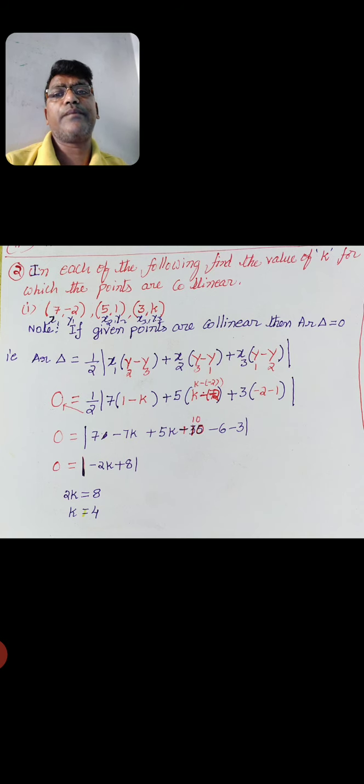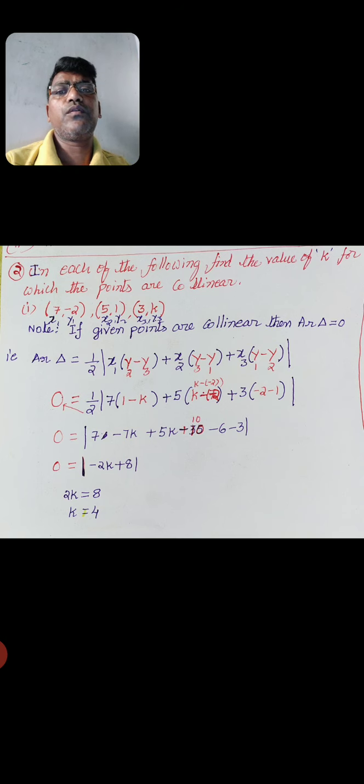So I am using the area of triangle formula, that is half of x1 of y2 minus y3 plus x2 of y3 minus y1 plus x3 of y1 minus y2. I am going to substitute the values of x1, y1, y2 and x2, x3 in the given formula. Here I am taking the area of the triangle as 0. This is important because the given points are collinear.